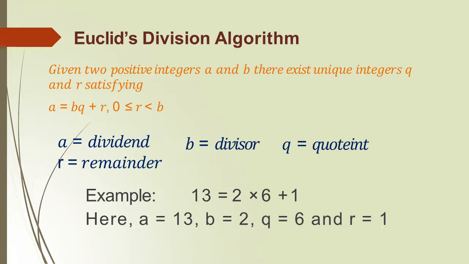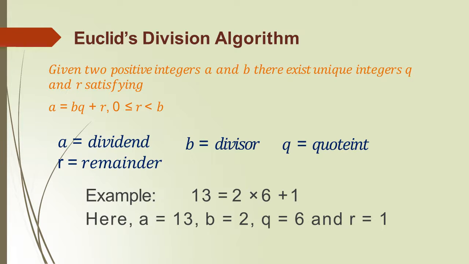Euclid division algorithm is the same, but as I said, and you are already aware of it, that algorithm is used to find the HCF of two numbers. Okay, now a is equal to bq plus r. I've taken an example. 13 is equal to 2 into 6, that is 12 plus 1.